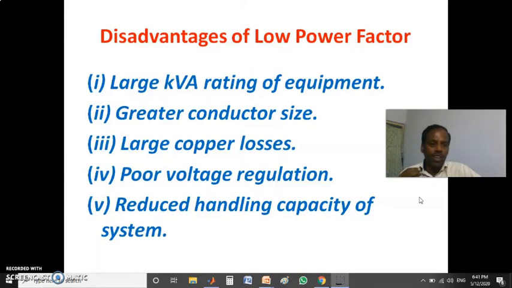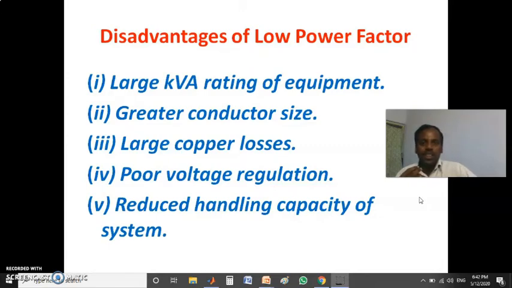Then the power factor, active power divided by apparent power, will be equal to unity. But in practice it is not possible. So power factor will be lesser than 1. That is called a low power factor. So there are some disadvantages of low power factor.